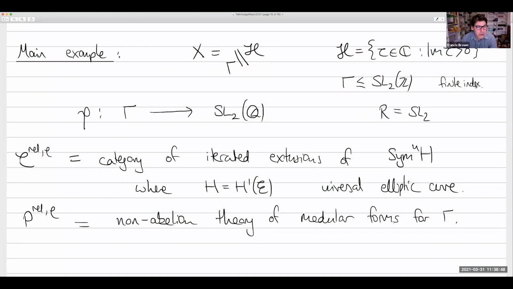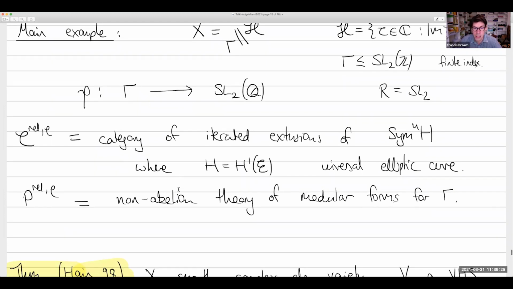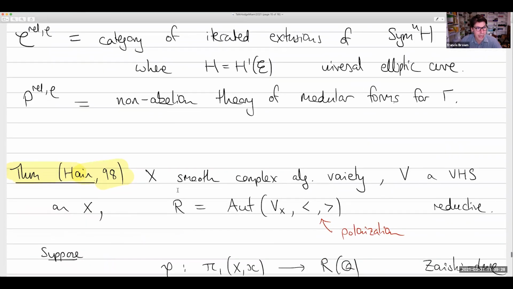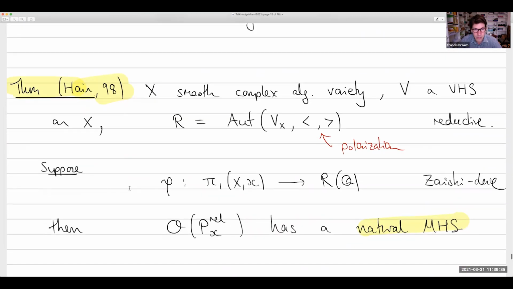The category C is the category of iterated extensions of symmetric powers of the H1 of the elliptic curve. And of course, these are very important in the modular theory, but we're now looking at iterated extensions of those. So one way to say that is this is really the non-abelian theory of modular forms for gamma. In the classical theory of modular forms, you look at sections of these symmetric powers of H, and here we're looking at more complicated things.